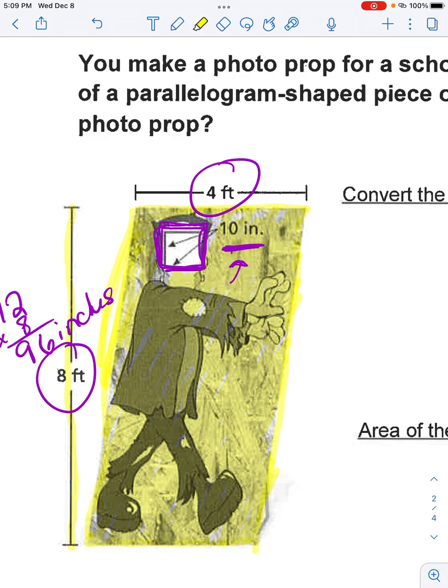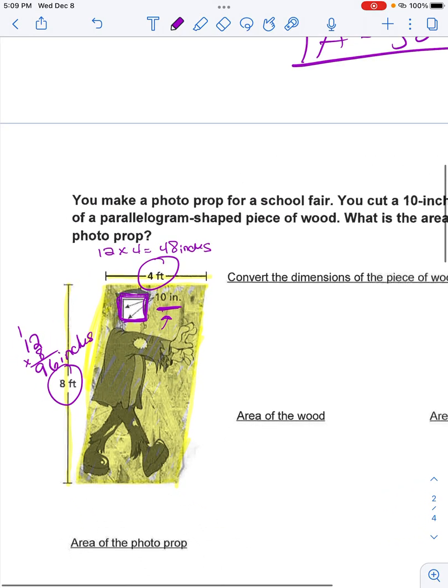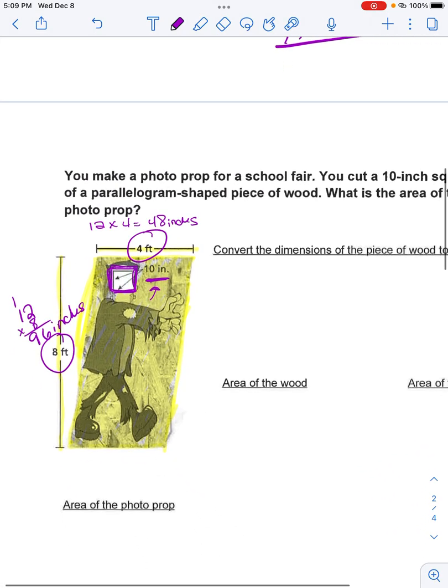Up here, the base of the parallelogram is 4 feet, and again, 12 inches in a foot, 12 times 4, that would be 48 inches. So that was the first thing we're going to do.